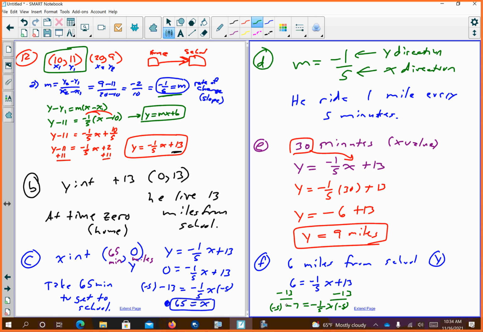Let's see, did I do that math right? 6 minus 13 is -7, equals -1/5 x. So x equals -5 times -7, which is 35. So 35 minutes after Harold left his house, he still has 6 miles to go. How far total did he have to go? He had 13 miles to go. So after 35 minutes of riding his bicycle at a constant rate of speed, he's ridden 6 miles.